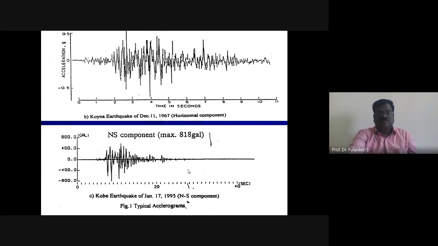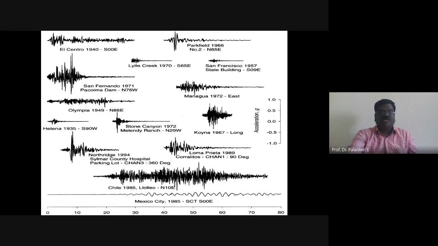Let us see the other famous ones. I have shown El Centro, Parkfield, San Fernando, and the old San Francisco earthquake. Likewise, famous earthquake signatures which are widely used all over the world for time history analysis are shown here. Just have a look, which I collected from various sources.